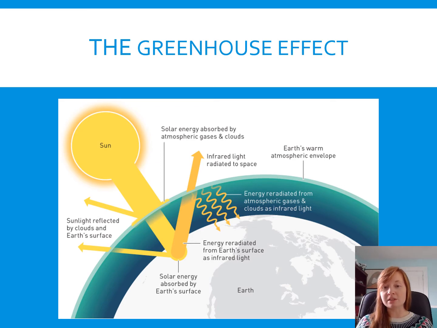The problem that this creates is when you start adding layers to that blanket, then some of those rays stop escaping. This is what creates the greenhouse effect that's causing climate change, where the Earth as a whole is getting warmer because we're adding layers to that blanket.